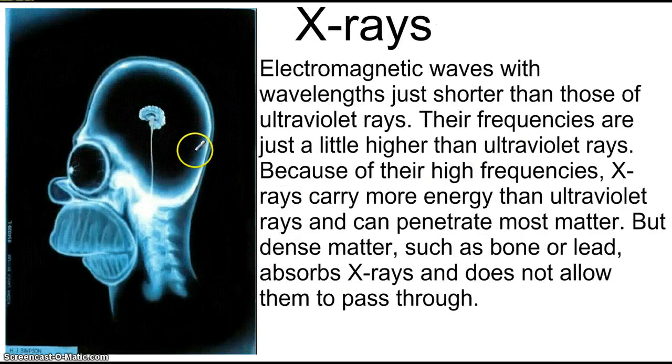X-rays, we got Homer. Electromagnetic waves with wavelengths shorter than those of UV rays. These frequencies are just a little higher than UV rays. Because of their frequencies, X-rays carry more energy than UV rays and can penetrate most matter. But dense matter such as bone or lead absorbs X-rays and does not allow them to pass through. So because of the density of our bones, X-rays can go through almost everything in our body except for those bones, and that's why the bones show up on the X-ray. But that's also why we need to wear those lead-covered suits to protect ourselves from the high amount of energy.